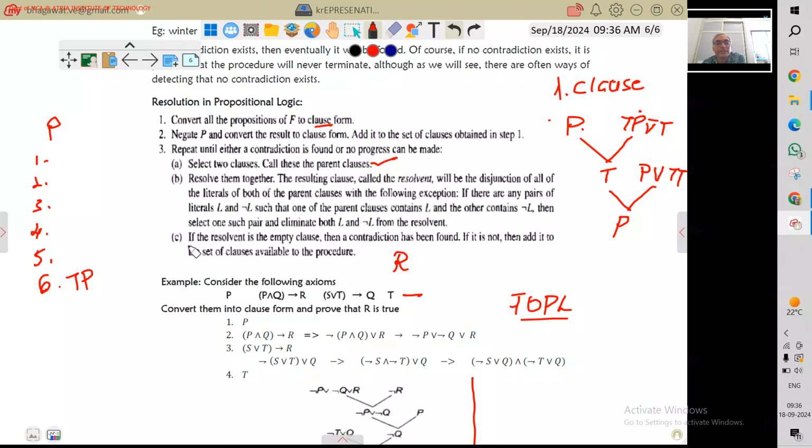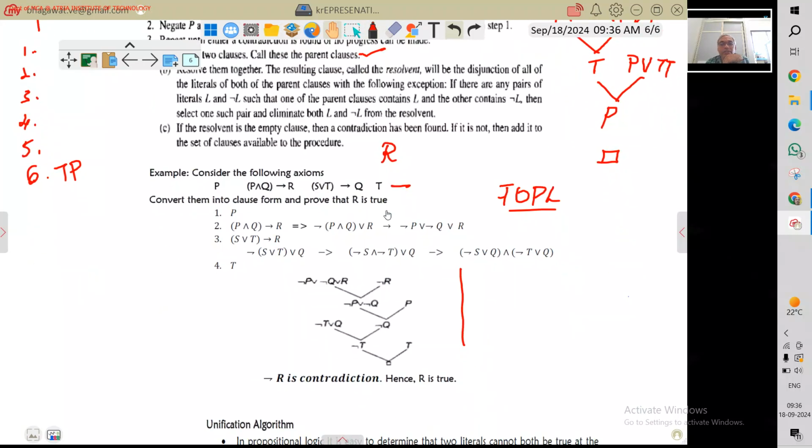The third step says that if the resolvent is an empty clause, then a contradiction has formed. If you keep on doing this and get an empty clause, it tells us that we started with negation P and reached a contradiction, so it cannot be there. Since you want to prove P, you started with negation P and ended up with an empty set, that means P is true.